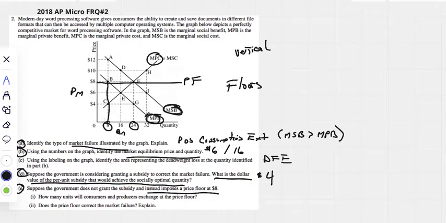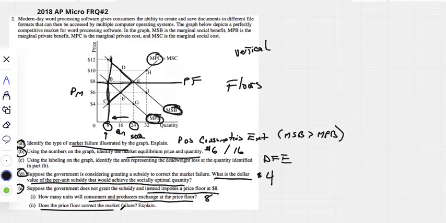So we're even further away from our social optimal quantity. Understand that. Anything that takes you further away from your social optimal quantity would absolutely increase deadweight loss. We're worse off because of the price floor. How many units will consumers and producers exchange? Well, consumers only want 8, so that's all that can be exchanged.